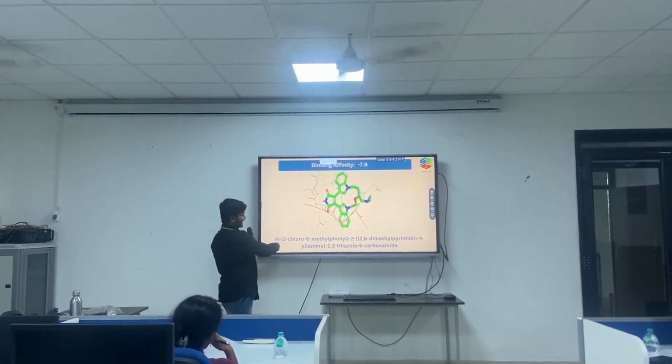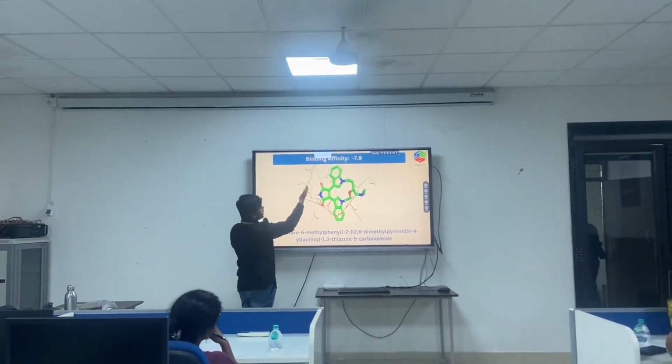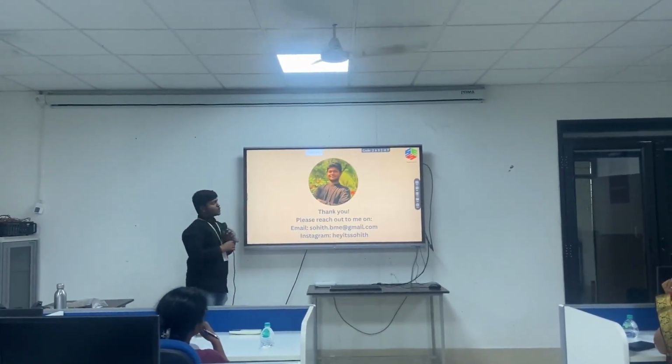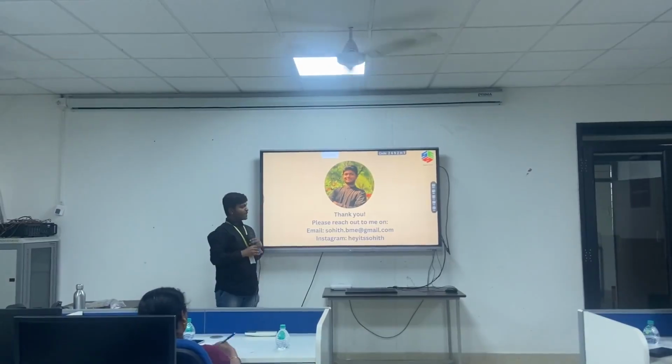So here is the compound N2-chloro. You can see the hydrogen bonds. This is the protein, and this is my compound. So this is the lead compound, right? If you have any questions, you can contact me through my email or Instagram. Thank you.